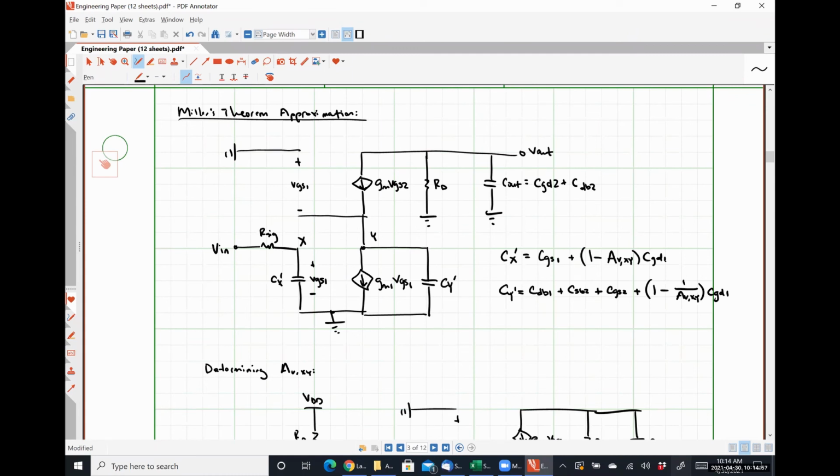What does CY prime see? Now we're making an assumption here, to be clear. We're effectively applying the method of open circuit time constants, which means CX prime is an open circuit and C out is an open circuit as well. So the only thing that CY prime sees is what's up here, which we just found a moment ago to be 1 over GM2.